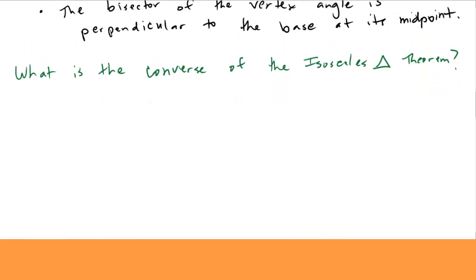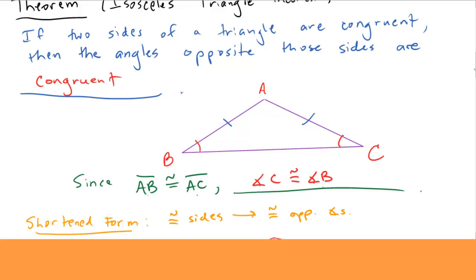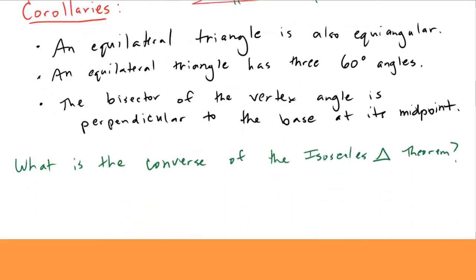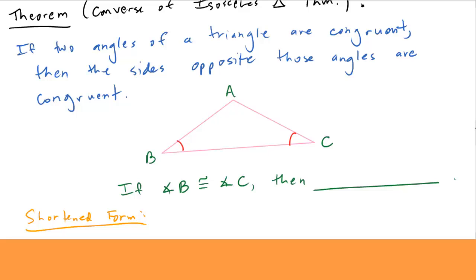What is the converse of the isosceles triangle theorem? Remember, a converse just takes the hypothesis and the conclusion and swaps them. So, if this theorem said two sides of a triangle are congruent, then the angles opposite those sides are congruent, the converse would say, if two angles of a triangle are congruent, then the sides opposite them are congruent. And it turns out that converse is also true. So, if two angles of a triangle are congruent, then the sides opposite those angles are congruent. We can call that the converse of the isosceles triangle theorem, or I'll give you a shortened form of how to write it in a second.